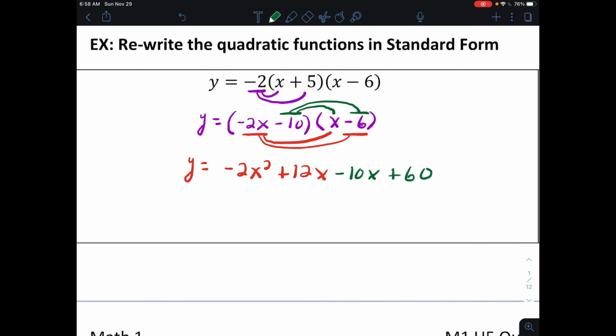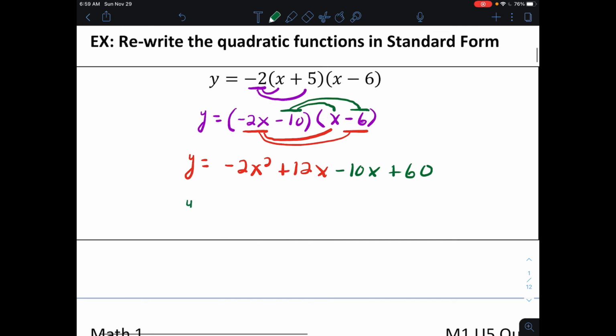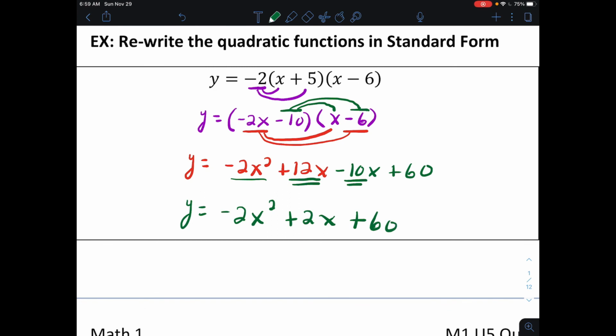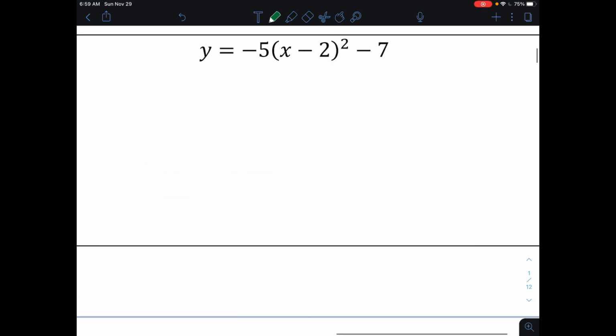Now, to put it in standard form, the biggest exponent comes first, and we combine all of our like terms. Well, there's only one x squared, and that's a negative 2x squared, so I'm going to write negative 2x squared. I have 12x and negative 10x that I can combine, so 12 combined with negative 10 leaves me with positive 2x, and then we have plus 60 on the end. There's nothing else I can put together because they're not alike. There's our final answer, written in that standard form they were talking about, with the biggest exponent of x written first. Okay, next one here, I want to write it in standard form also.